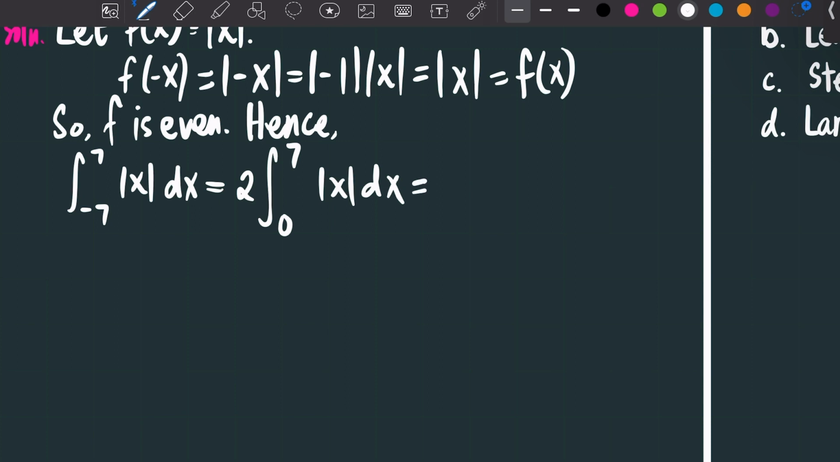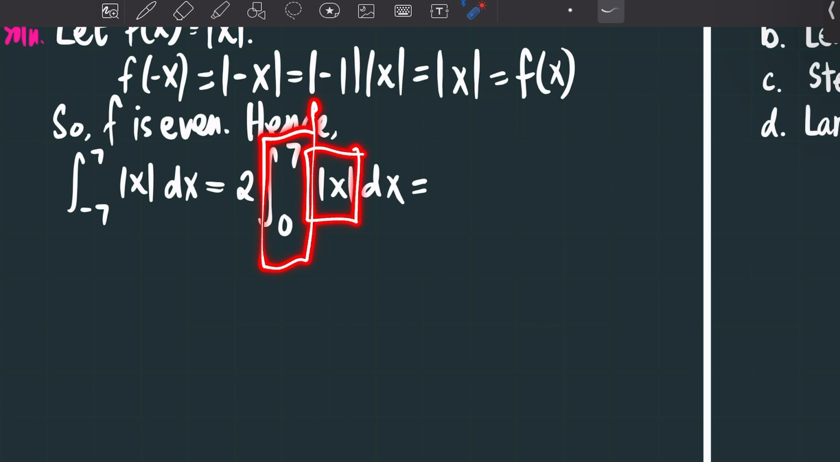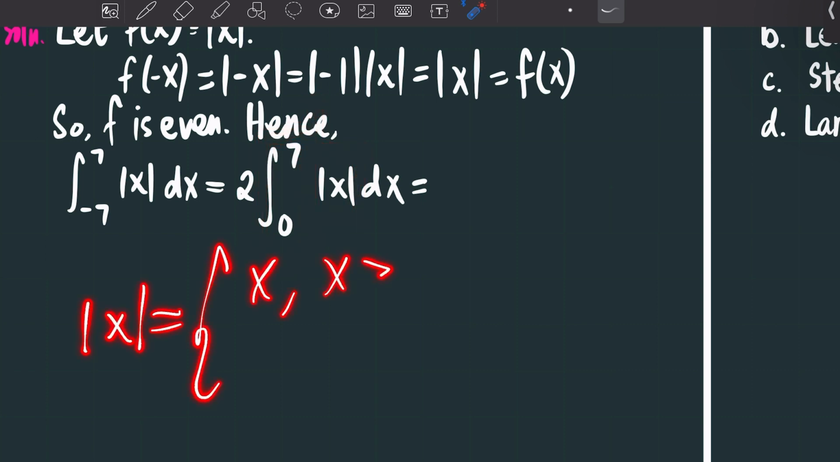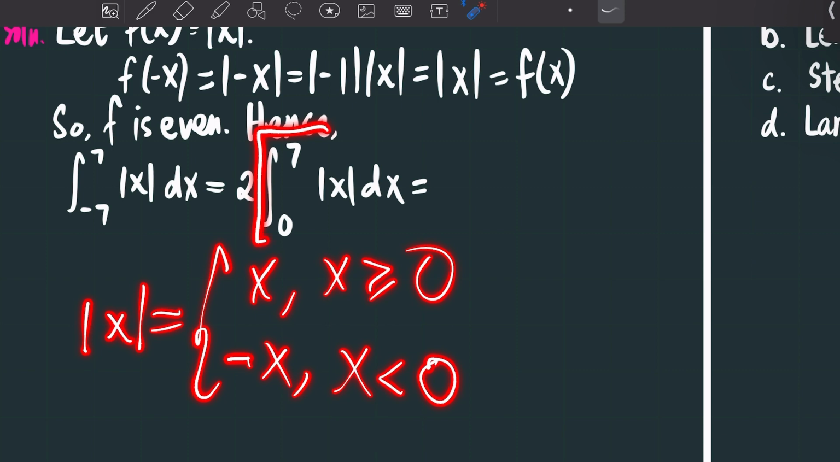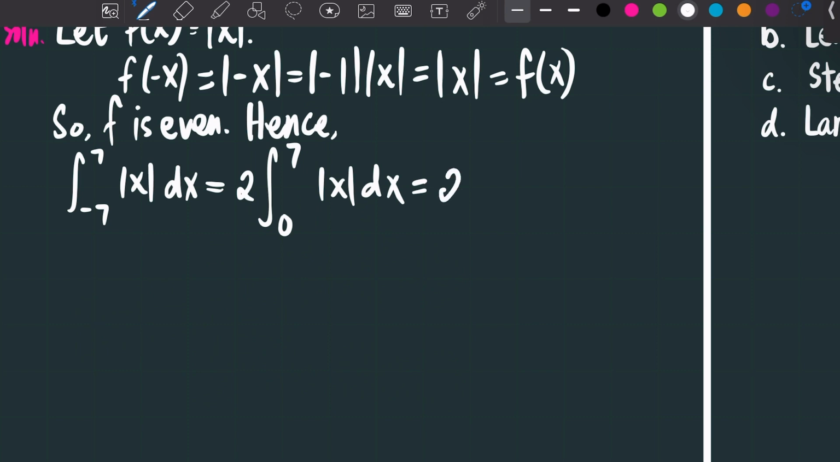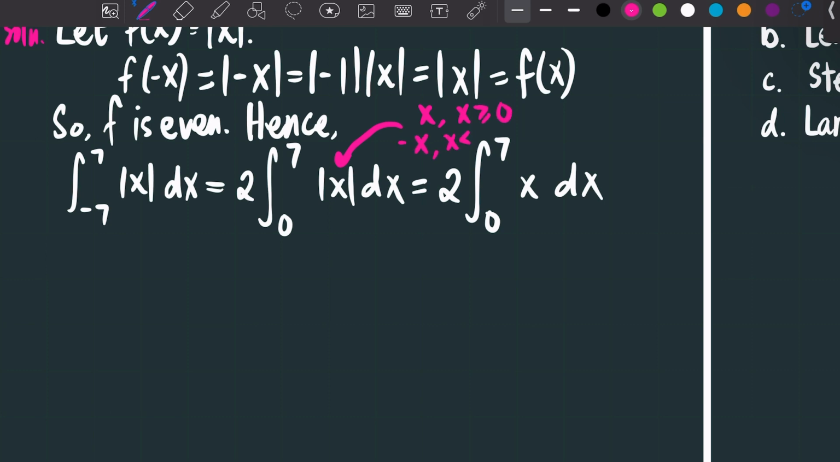And dito sa bounds na to, so we're looking at non-negative bounds. So, pwede na nating i-remove yung absolute value na to because absolute value of x is x if x is greater than or equal to 0. Negative x if x is less than 0. Since the bounds are non-negative, ito yung gagamitin natin. So, it becomes 2 times 0 to 7 of absolute value of x dx. So, sulat ko na lang din here, no? X if x greater than or equal to 0. Negative x if x less than 0.